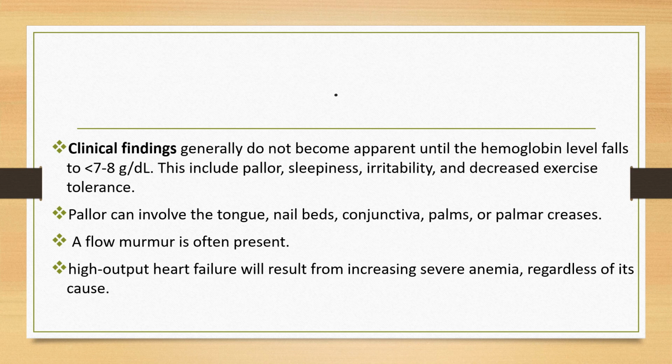We can also hear a flow murmur, so auscultating the patient whether there is a flow murmur or not is important. Also, high output heart failure may result based on the severity of the anemia. The more severe the anemia, the more likely high output heart failure, and the flow murmur can be heard regardless of the cause.